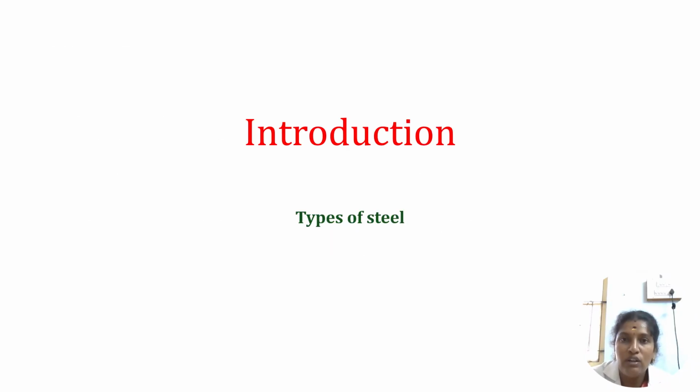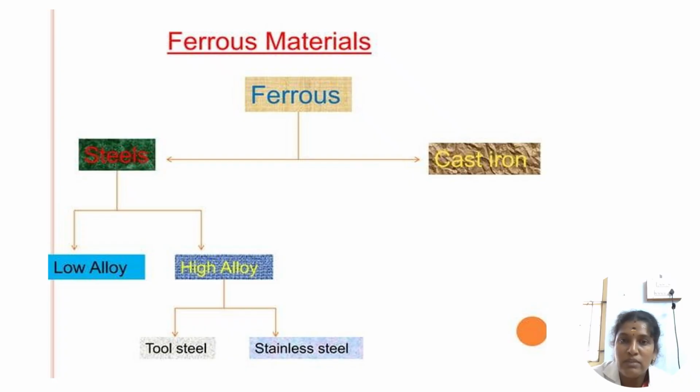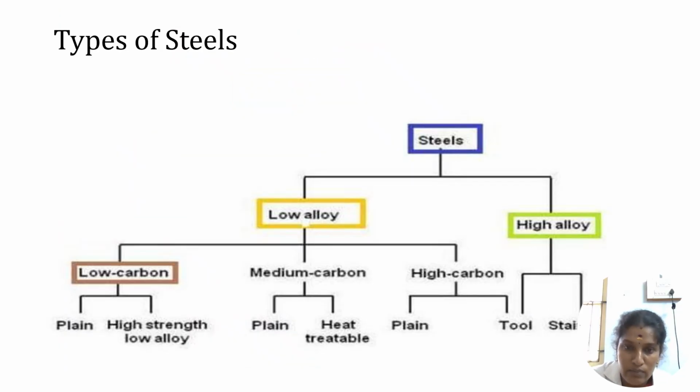First of all, we have to know what is meant by steel. Initially we get steel and cast iron from the furnace. Steel is the alloying of iron and carbon. Based on this alloying condition, different kinds of steels are available. We can categorize them into low alloy and high alloy. The low alloy also has some classification, and the high alloy also has classification. We can see them one by one, right?